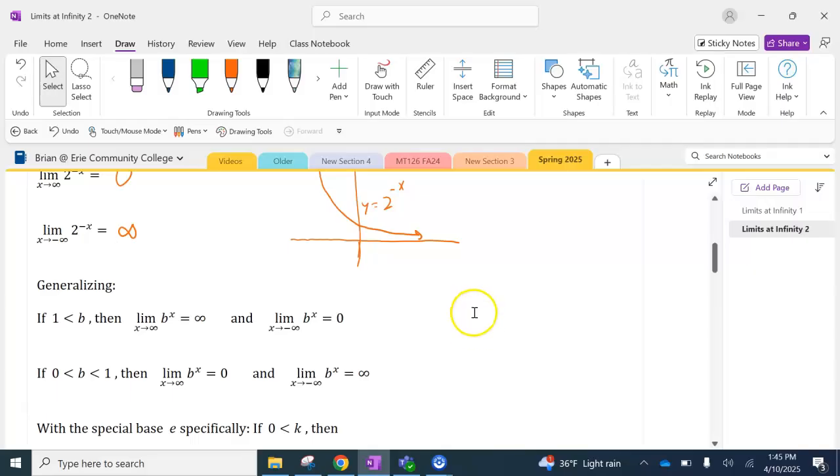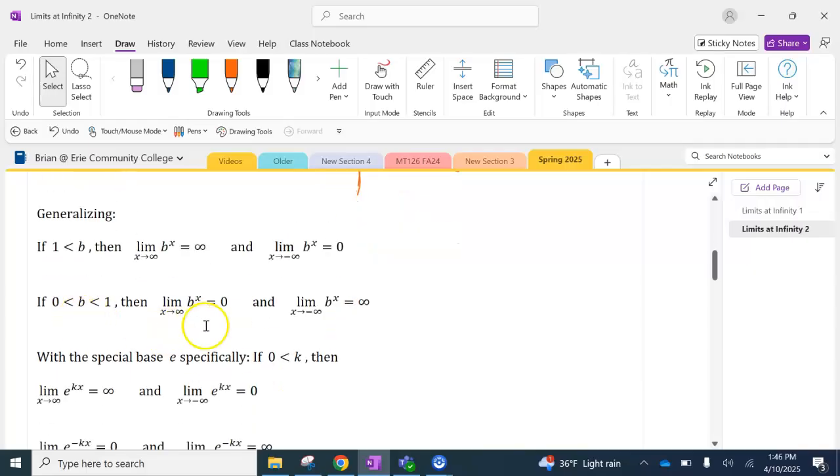Generalizing that result, what are we going to see? If our base is bigger than 1, then we're going to have those same two results. We're going to go up to the right, down to the left. If your base is less than 1, then you're going to be going down to the right and then up to the left. And those are our limits at infinity in that case.